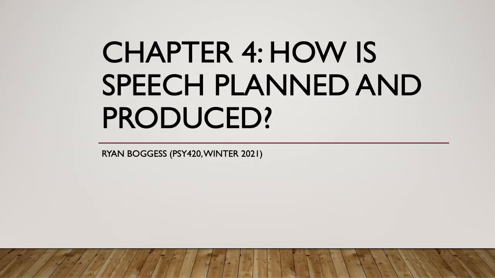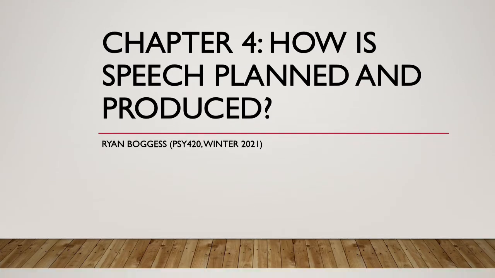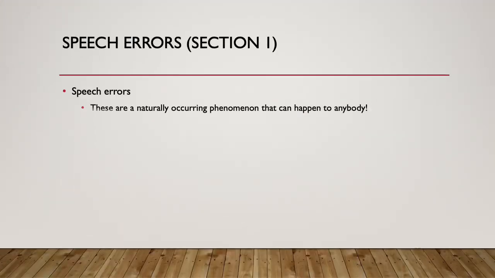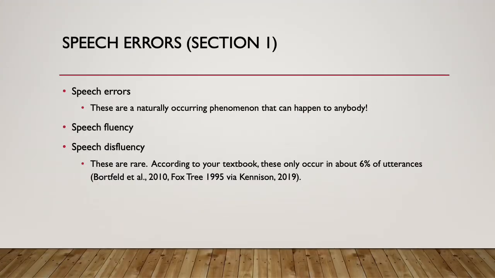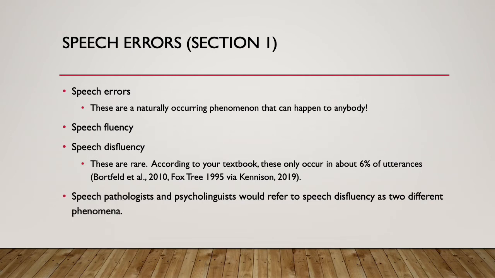All right, everybody. So this is chapter 4, How is Speech Planned and Produced? A speech error is when we intend to say one word but say another instead. This is a speech error. It's also called a slip of the tongue. And these are a naturally occurring phenomenon that can happen to anybody.